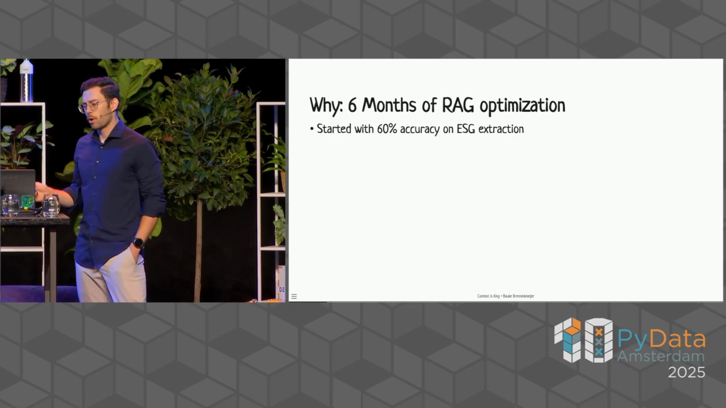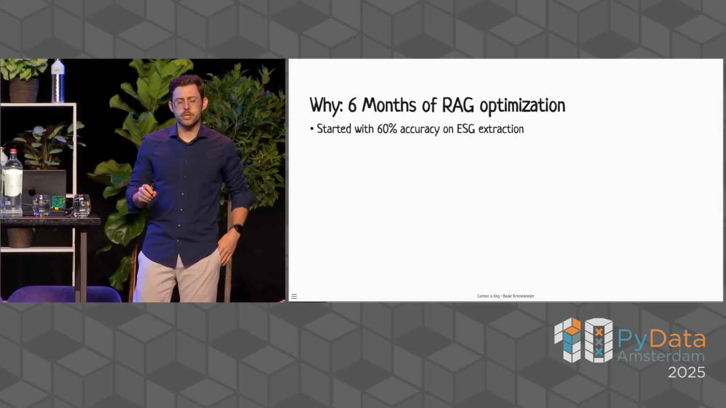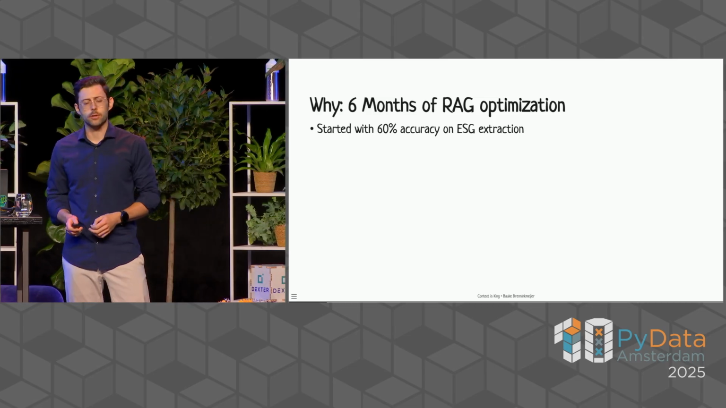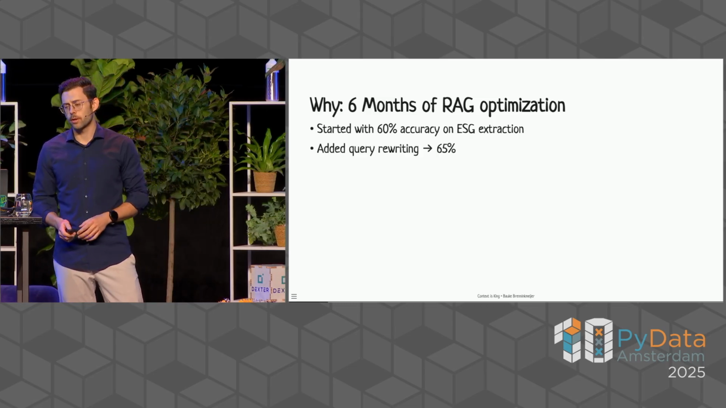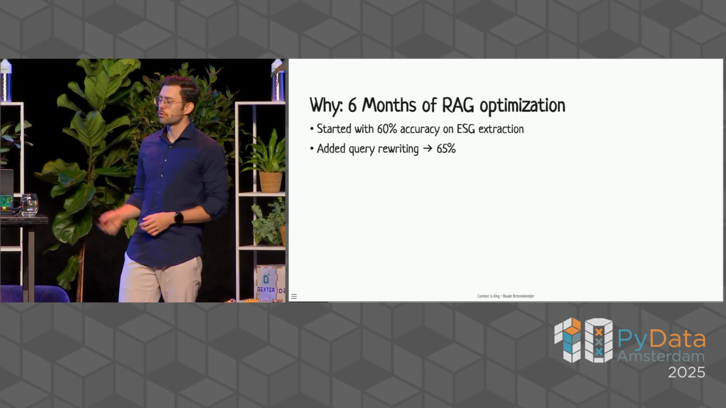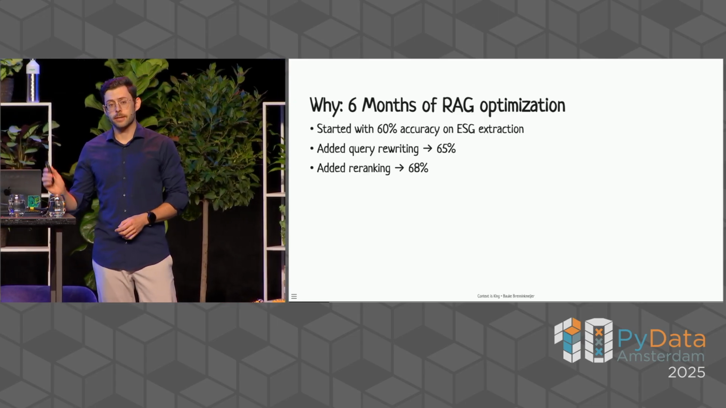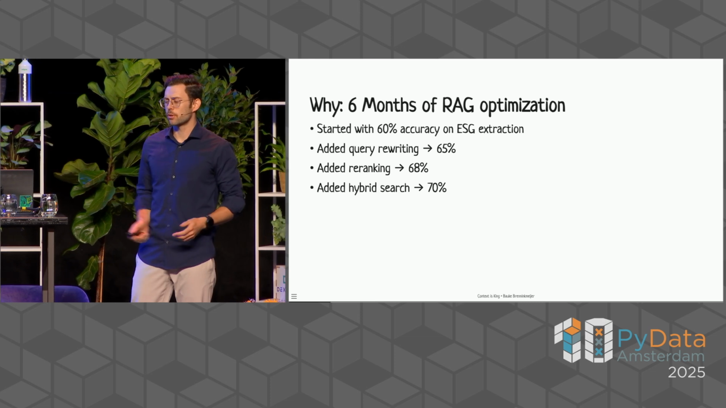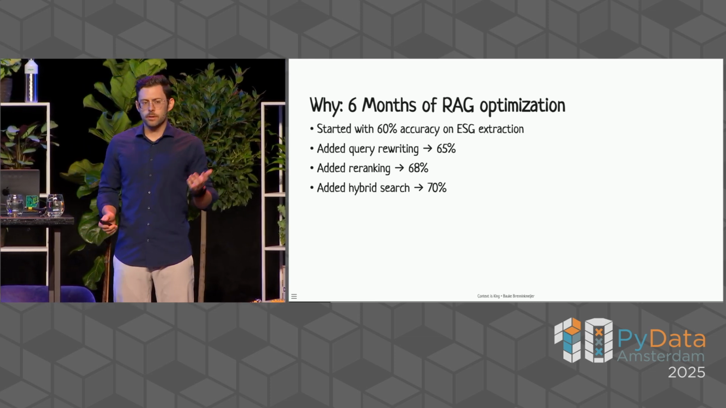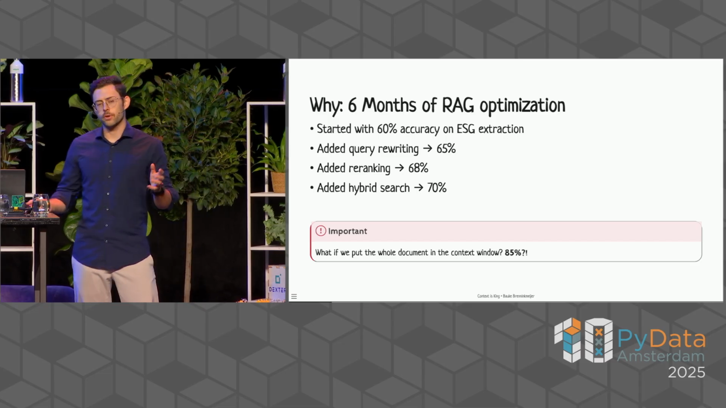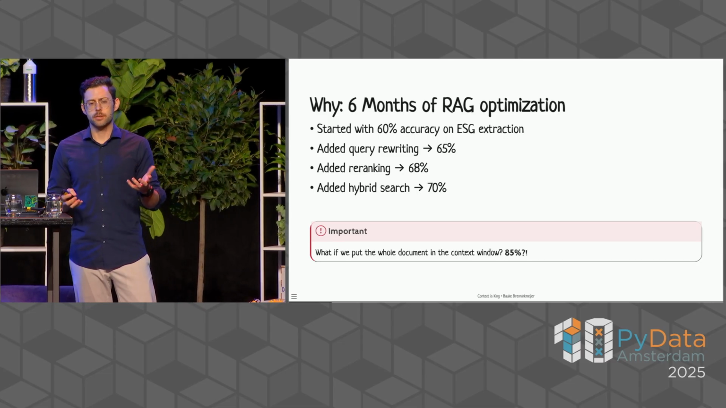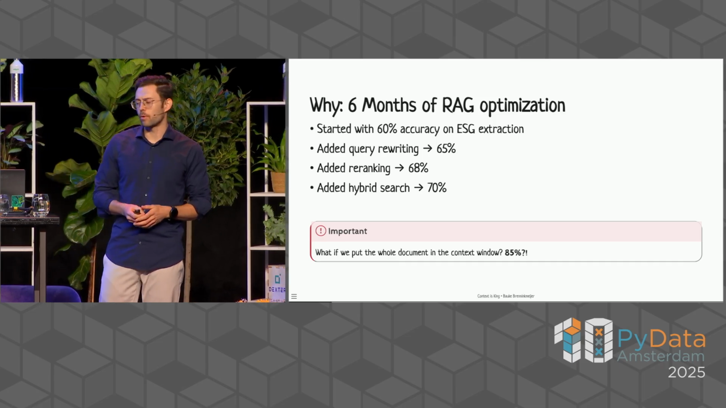So going back to the problem, we were working on RAG optimization for over 6 months. And it started with some 60% accuracy for the project we were working on. We added query rewriting, which put us to 65. We added re-ranking, a little bit higher again, hybrid search, 70%. Some steady increases, but then we tried to put it into the context window, and we went up to 85. So we were like, okay, what does this tell us about the approach of the project and what needs to change here?